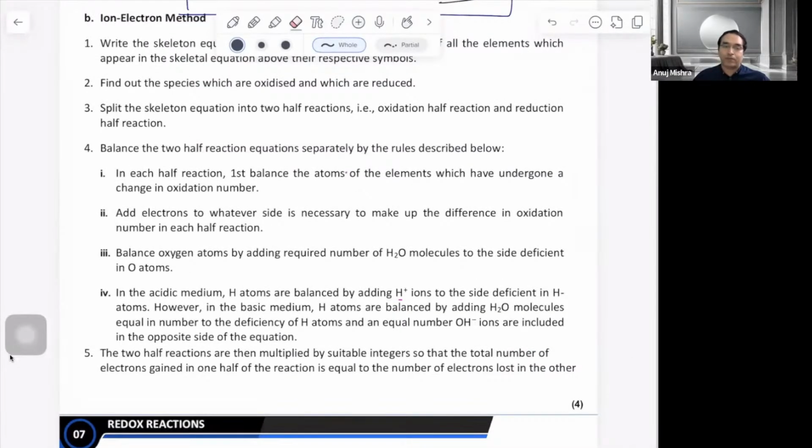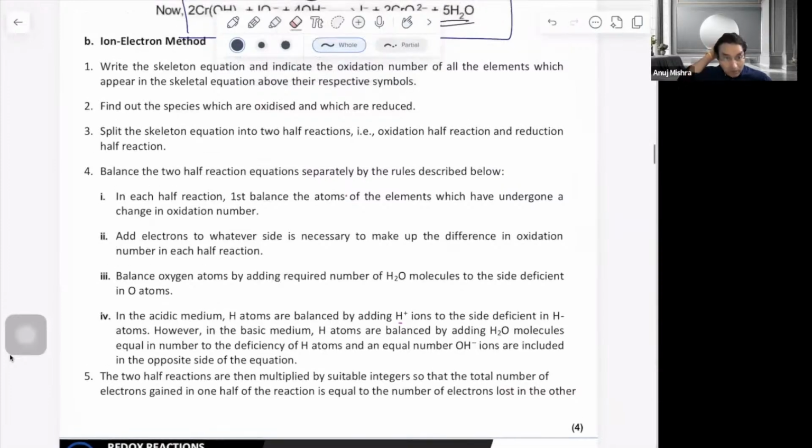Point number 4. Balance the 2 half cell reactions separately by the rules described below. Again, there are 4 pointers. 1. In each half cell, first balance the atoms of elements which have undergone a change in oxidation state. Okay, say IO3- is becoming something, let's say I-. So first you talk about iodine. Don't worry about everything in one go. Cr(OH)3 is becoming, let's say, CrO4 2- or something, right? So first you worry about Cr, why Cr is changing. Balance that.